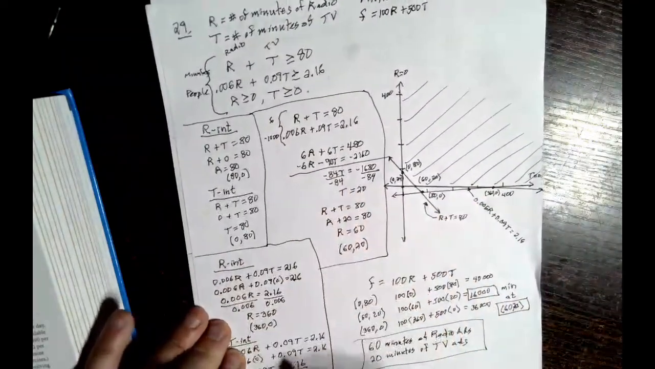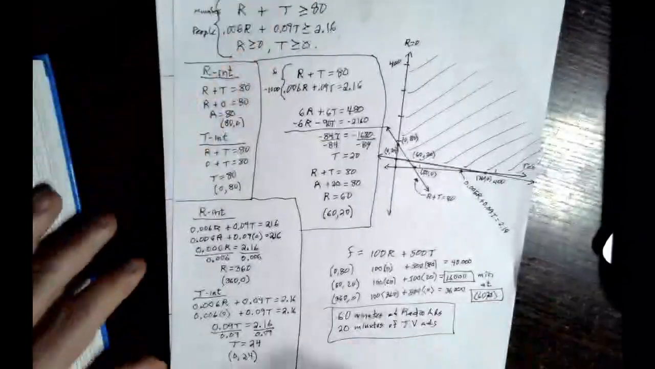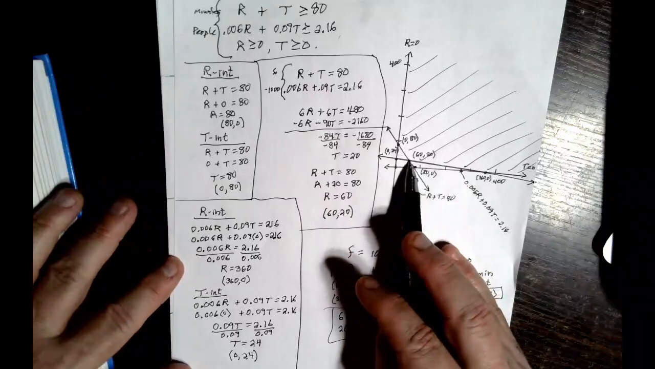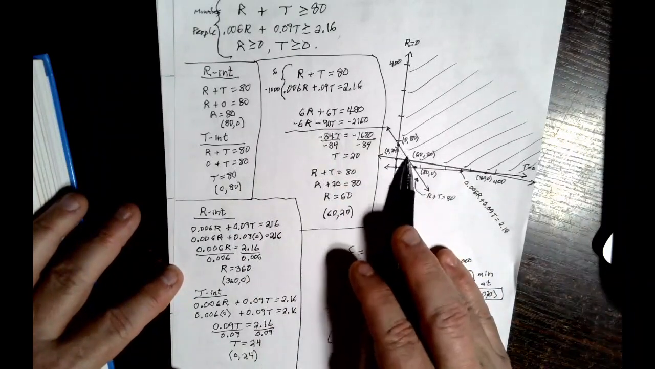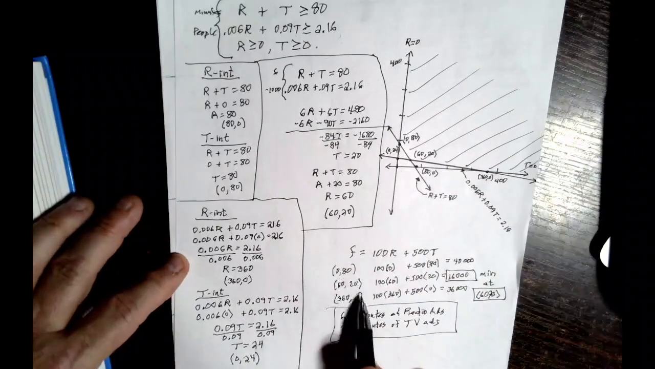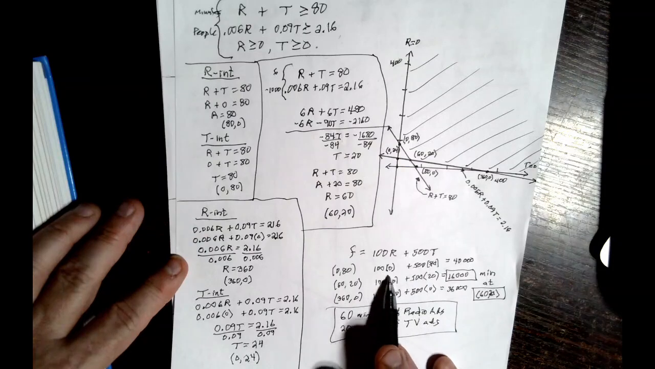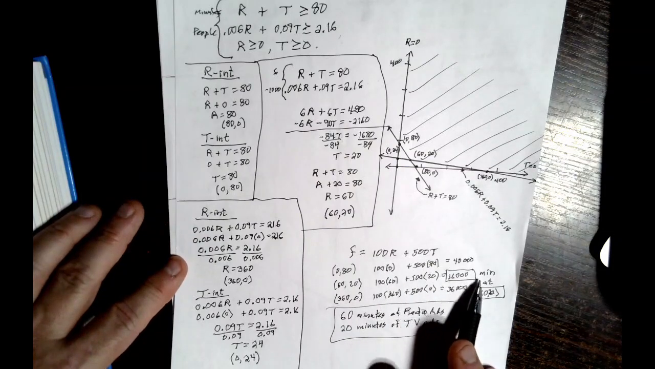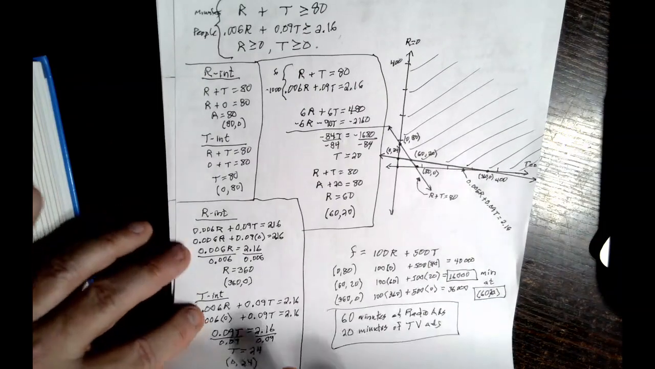So you solve each one of these, and you get this guy, and you've got to find that corner there. It's kind of nasty, and you get that one as well. So you get 1, 2, 3 corners. You got this guy there. You plug them into the equation right here, and they want the minimum. So you choose the one that has the smallest value, which means 60 minutes of radio, 20 minutes of TV.